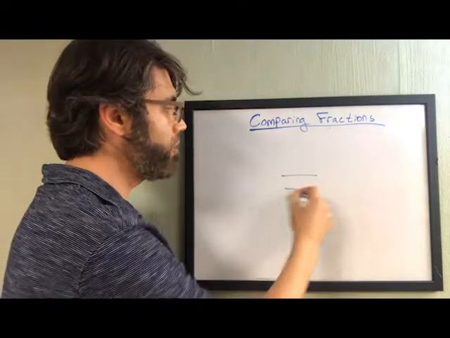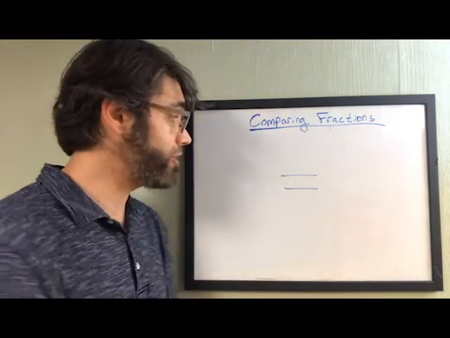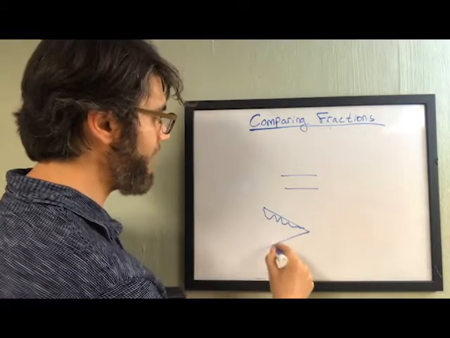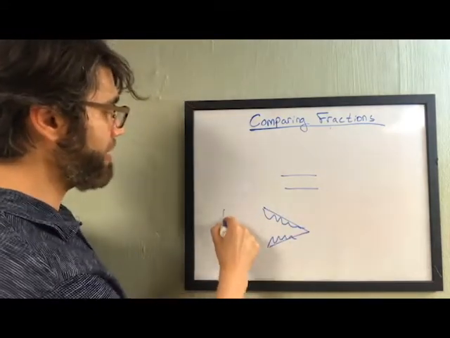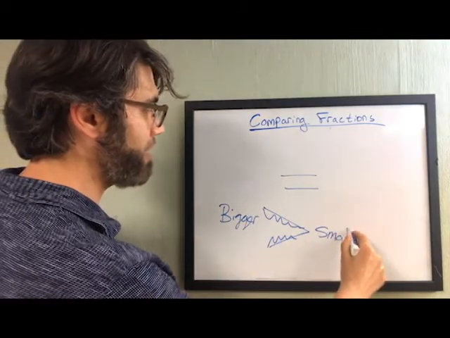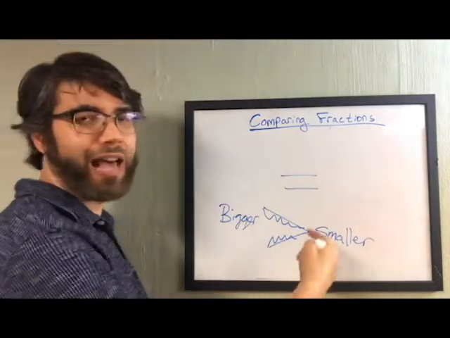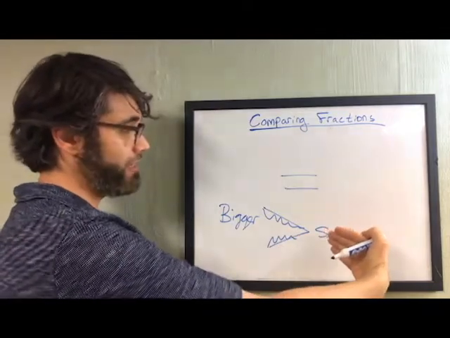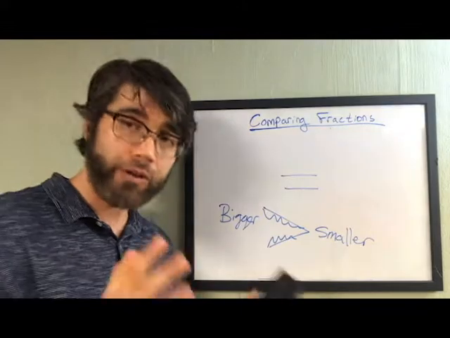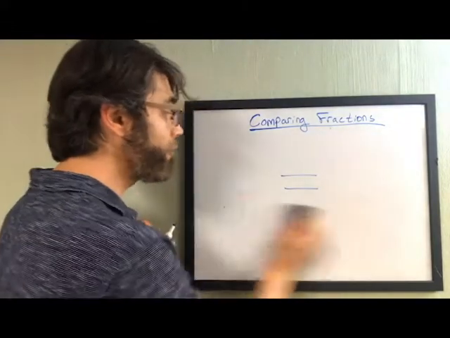If something is equal, then we'll use an equal sign. If something is this way, then that means that this thing over here is bigger and this over here is smaller. You see that? So if the alligator is facing this way, then this over here on the left-hand side is going to be bigger. Okay, so that's just a way to remember.